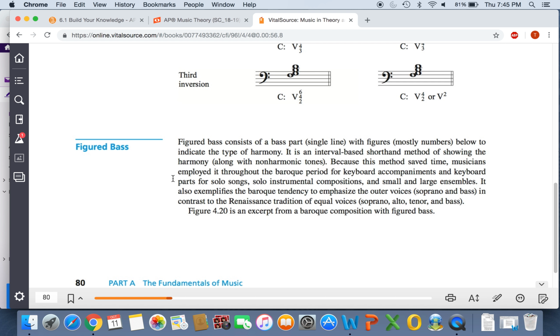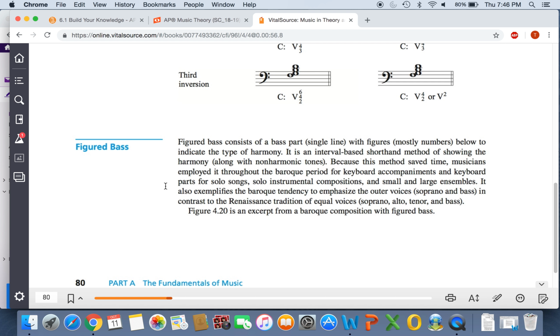That's later. Because this method saved time, musicians employed it throughout the Baroque period for keyboard accompaniments and keyboard parts for solo songs. If you ever saw the movie Amadeus, that's what the keyboard player is reading. All of those different ensembles. It also exemplifies the Baroque tendency to emphasize the outer voices, soprano and bass, in contrast to Renaissance. That's history.